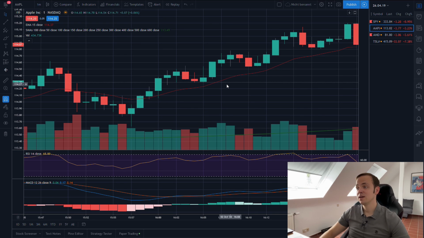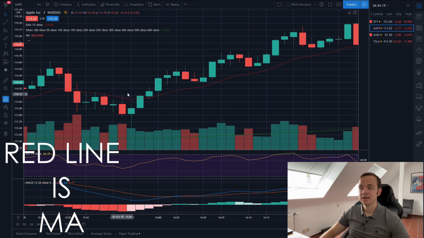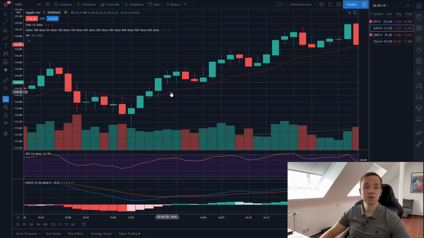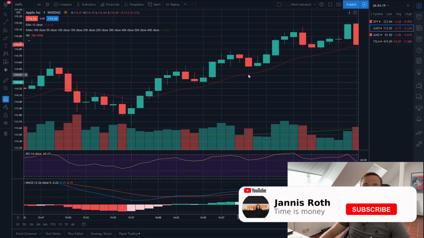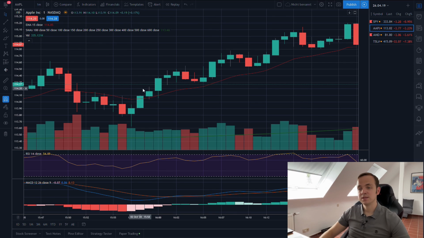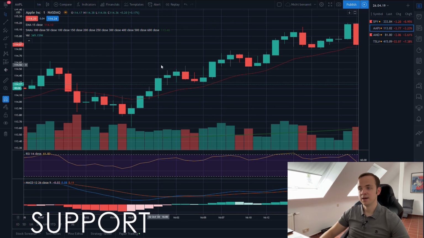I'm currently watching Apple stock, as you can see, and the red line is the moving average line, the exponential moving average line to be more specific, but we will talk about that in more detail in another video. As you can see here, the price tried to pull back, but it bounced off the moving average line. So in this case, the moving average line clearly functions as a support for the price.